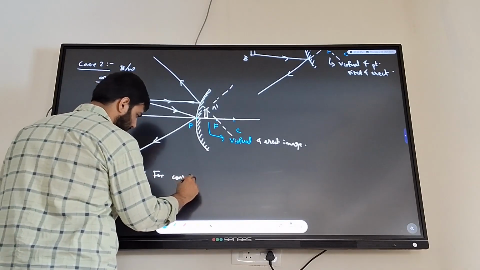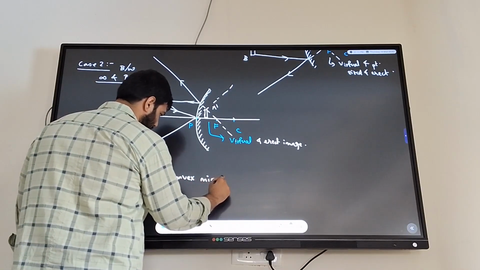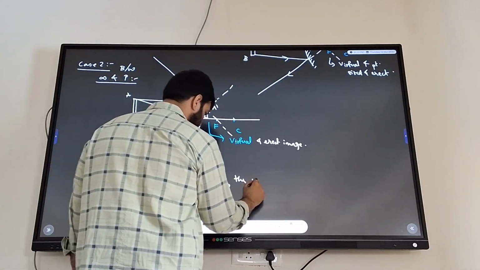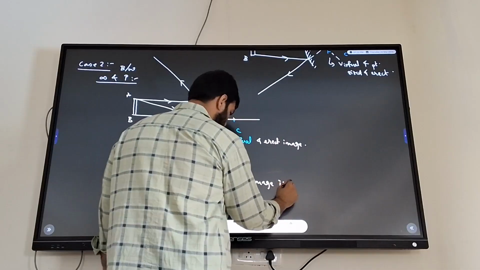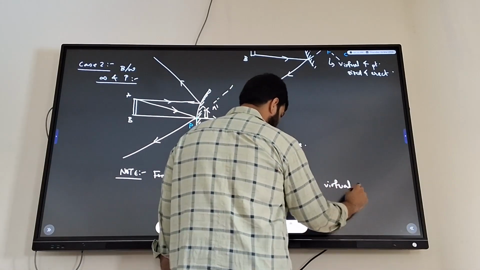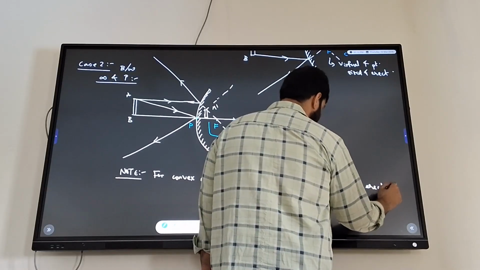For convex mirror, the image is always virtual and erect.